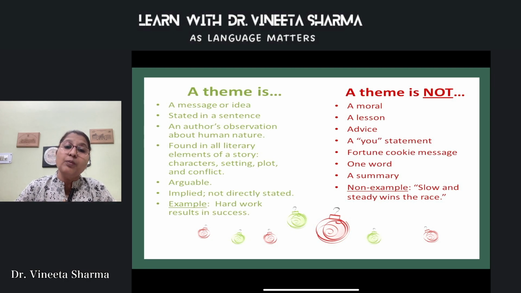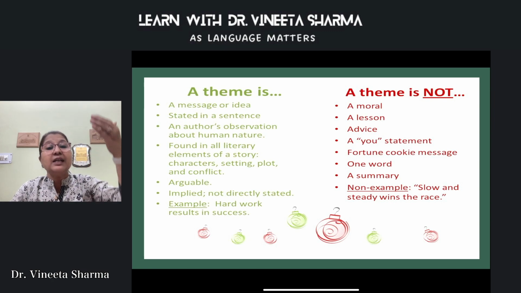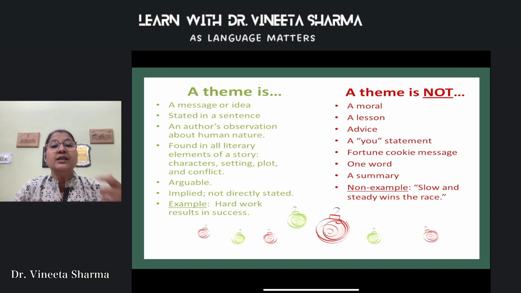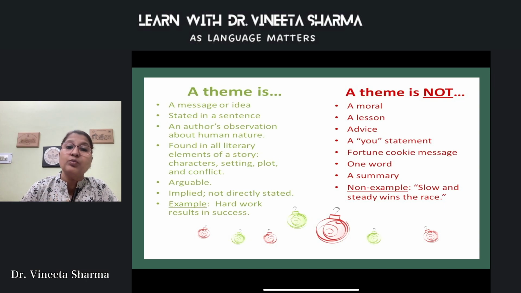Now, next very important factor is theme. You see, a theme is a message or idea, but a theme is not a moral. Students often get confused between two things. That's why I have mentioned them this way. A theme is a message or idea that is running throughout the story. It can be stated in a sentence. It is an author's observation about human nature. It is found in all literary elements of a story, be it characters, setting, plot, and conflict.